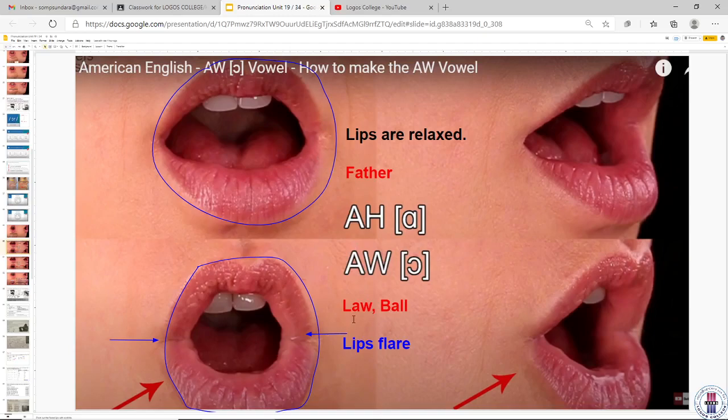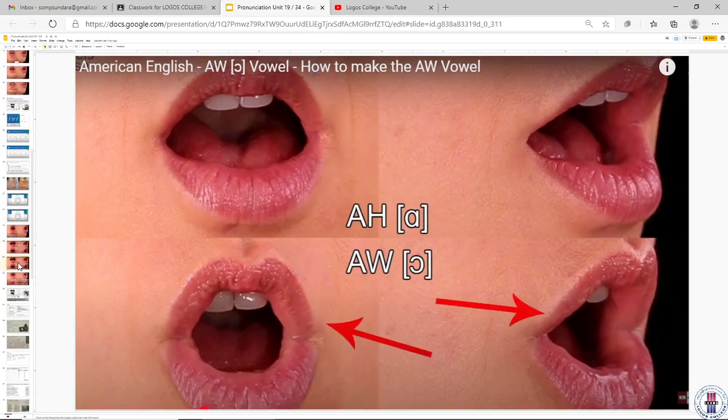Law. Ball. If you say those words, you'll notice that your lips and your mouth should look like this. You could see inside your mouth. There you go.